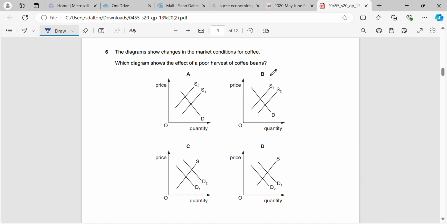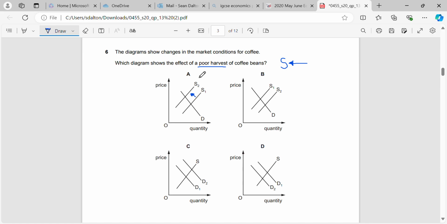Okay, question 6. The diagram shows changes in the market conditions for coffee. What diagram shows the effect of a poor harvest of coffee beans? So, what we're looking for here is a poor harvest of coffee beans means that the supply is going to be highly restricted. So the supply curve is going to shift to the left because it becomes harder for us to make coffee beans. So all we have to do is find the diagram that shows supply shifting to the left, and we can see here that that would be shown in A.